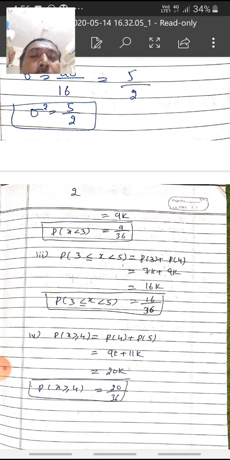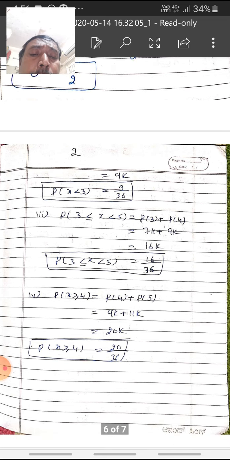Next, the third one: probability x greater than or equal to 3 and less than 5. Greater than means you have to move from 3 to the right hand side. But whether 3 is present or not, you have to see: it says greater than or equal, so 3 should be considered here. So 3, 4. 5 is not taken because it says less than 5. Suppose in the problem it were less than or equal to 5, then 5 would also be considered. But less than 5 means take only p of 3 and p of 4. Then 7k plus 9k is 16k, and k is 1 by 36.